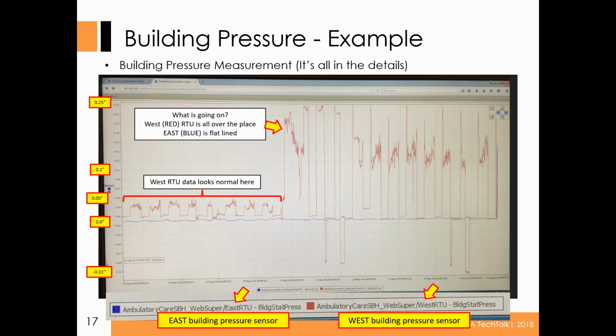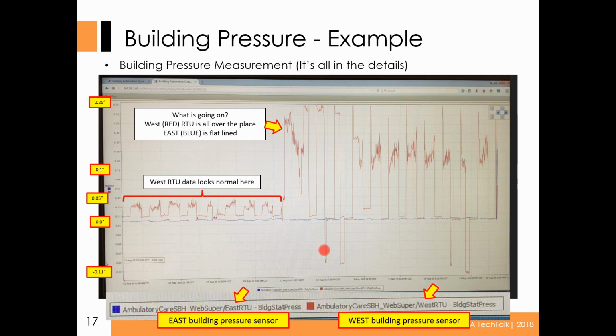We were looking at, there are 2 units on this building, an east unit and a west unit, and we start looking at all the trends. You can see the west RTU is looking very good. That is okay in this range. It's the red data, and then all of a sudden the red data goes crazy, and clearly something is reading wrong. The blue data shows the building was just kind of neutral on their side of the building. So that's kind of what we're looking at here.